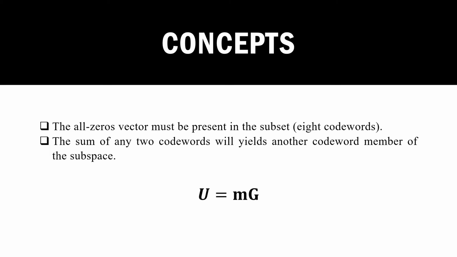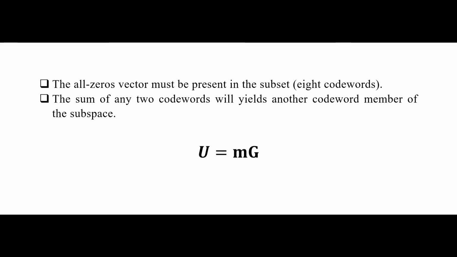There are two properties that must be fulfilled in order for the code words to be considered a linear block code. The properties are: the all-zero vector must be present in the subset. The second one, the sum of any two code words will yield another code word that is a member of the subspace. The relationship between the code word U, message M, and the generator matrix G is shown on the slide. The code word is generated by multiplying the message and the generator matrix.